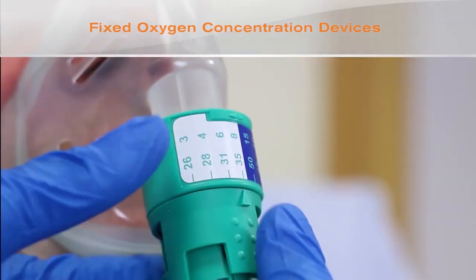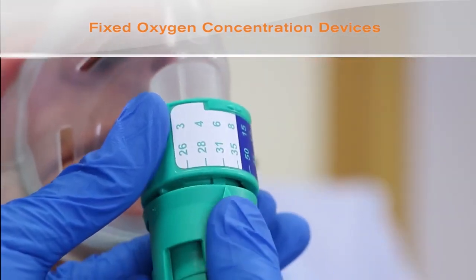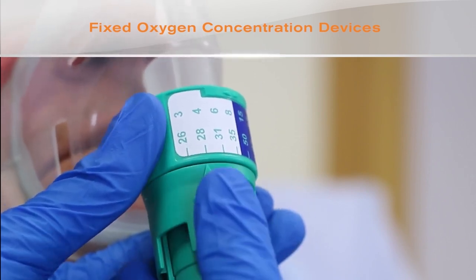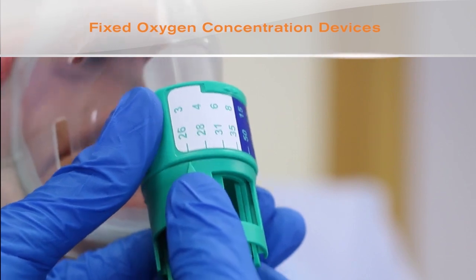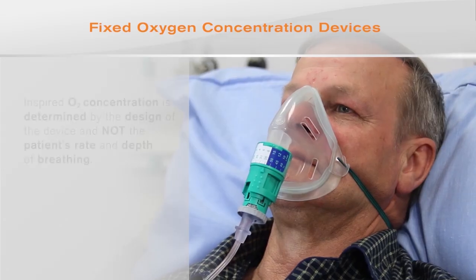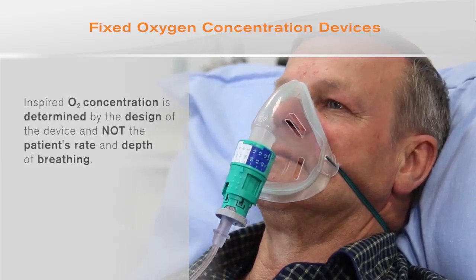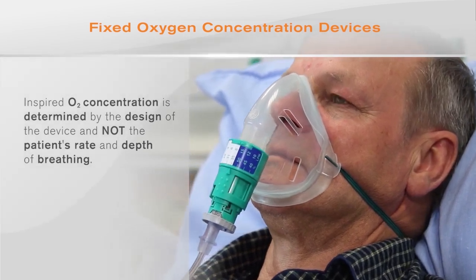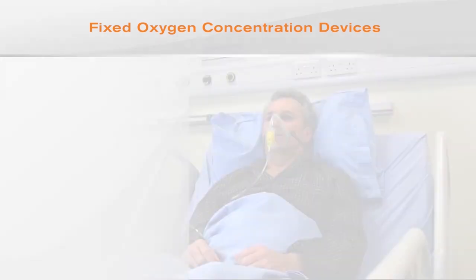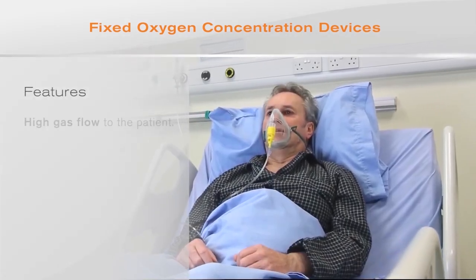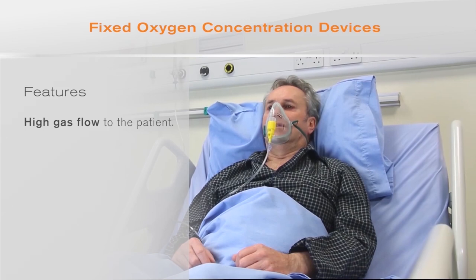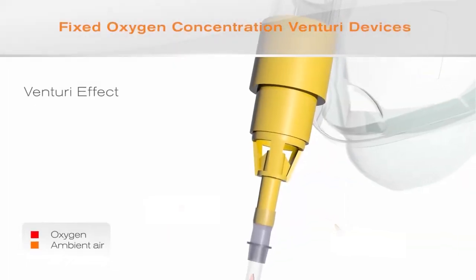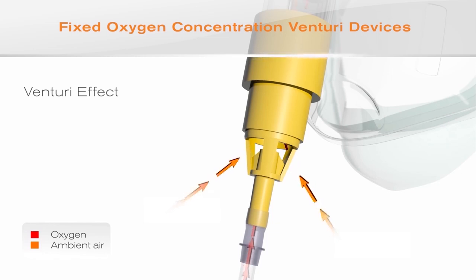A high flow device, in which the oxygen concentration can be carefully controlled and guided by blood gas measurements, is more appropriate for these patients. The inspired oxygen concentration is determined by the design of the device and not by the patient's rate and depth of breathing. This is because Venturi devices accurately deliver predetermined oxygen concentrations at flows that are high enough to meet the inspiratory flow rates of most adult patients.